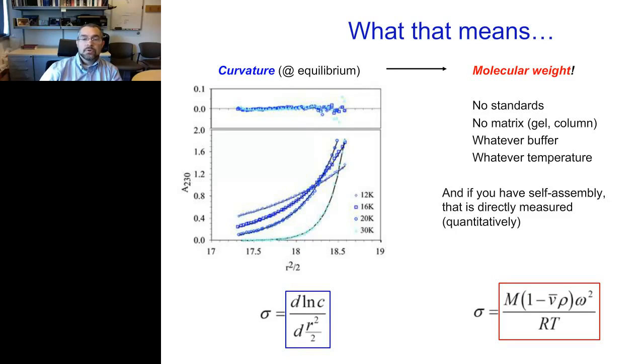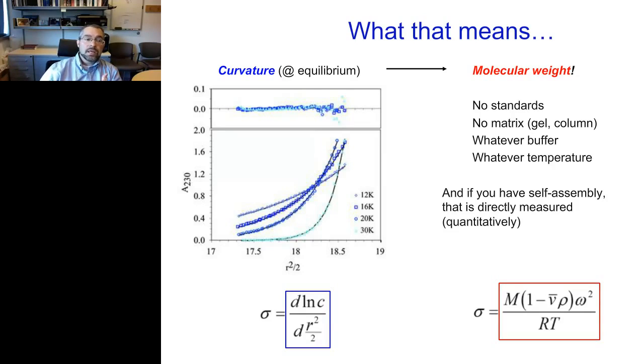No standards, no matrix, so this is one of the big advantages of AUC over something like gel filtration. We're working in my lab on a protein with a biotech company, and this particular protein will stick to the matrix, and it messes up your gel filtration experiment. We can use a wide range of buffers. You can change the salt, you can change the pH, you can change the actual buffer component, and you can change the temperature anywhere from about 4 degrees to 40. So you can actually get a wonderful amount of information from these combinations of techniques.